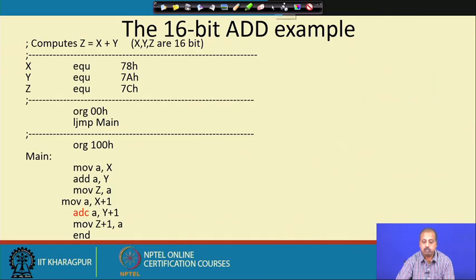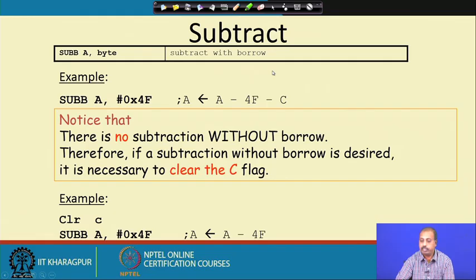Okay. So, next you see the subtract instruction, SUBB, subtract with borrow. So, this will be doing, say, SUBB A, #0x4f. So, what will it do? The accumulator will get A minus 4f minus C, but we do not have any plain SUB instruction.